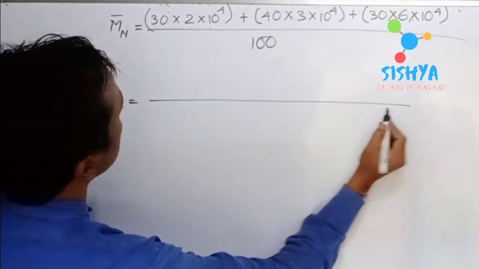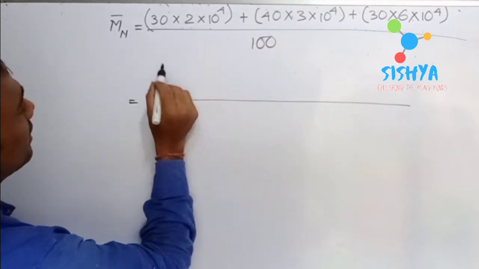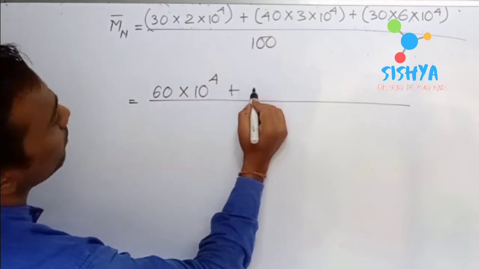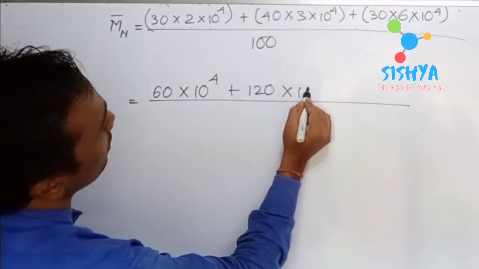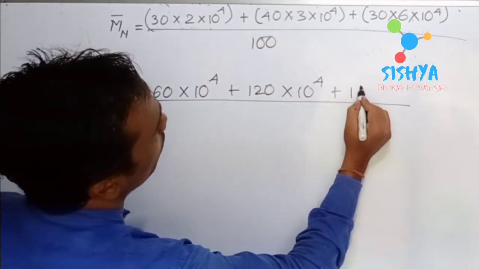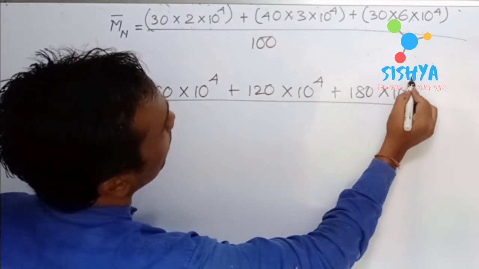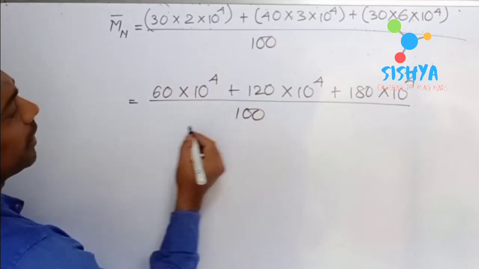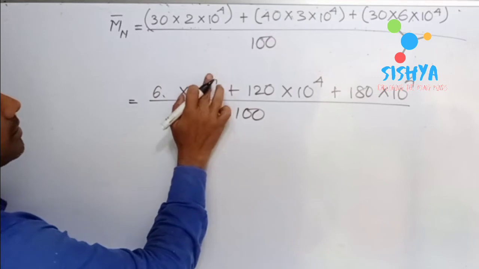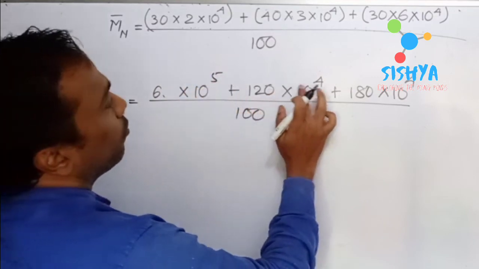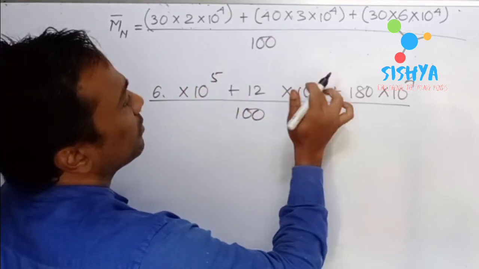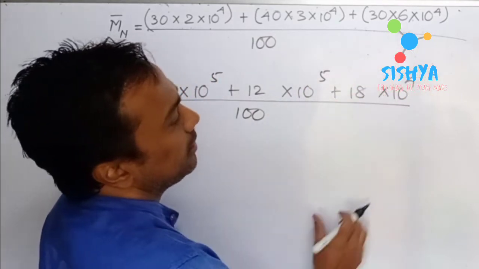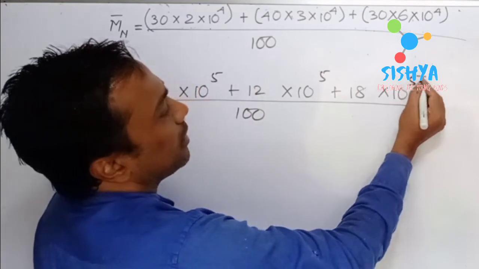Now if I simplify it, 60 into 10 to the power 4 plus 120 into 10 to the power 4 plus 180 into 10 to the power 4, which can be written further as 6 into 10 to the power 5, then 120 becomes 12 into 10 to the power 5, then 18 into 10 to the power 5.